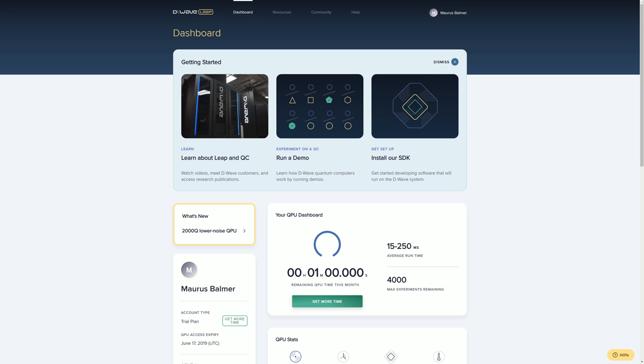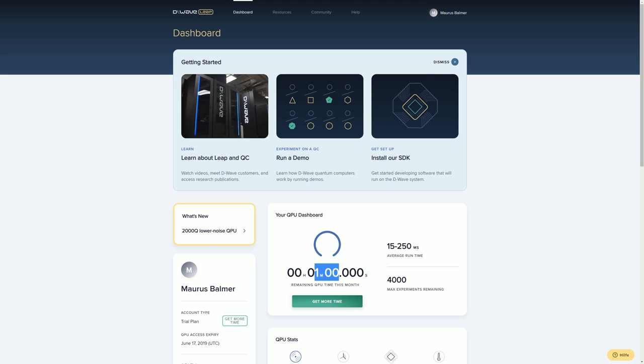Here we see right now that we got the dashboard. What is this all about? This is all about quantum computing. As you can see here, this is D-Wave. That's a company which actually is making some kind of quantum computers. And I just got granted access to one of the quantum computers at D-Wave.